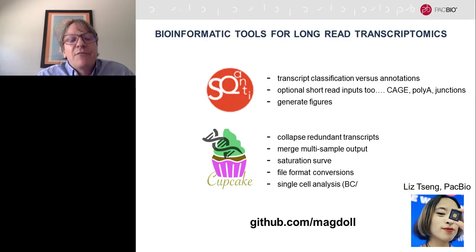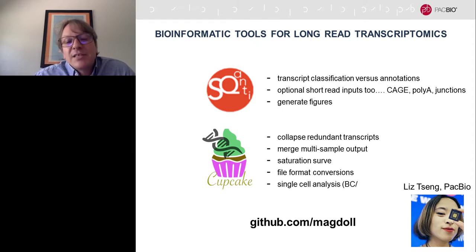And finally, I need to give the biggest shout out to my longtime friend and collaborator, Liz Tseng at PacBio, who has been the engine behind the Iso-Seq informatics. And the tools I talked about today were SQANTI, which is an adaptation from Ana Conesa's lab that can do these transcript classifications versus annotations. It's been really helpful to go ahead and do some of the QC on these libraries. But it also gives you a lot of other functionalities that I'd encourage you to explore.